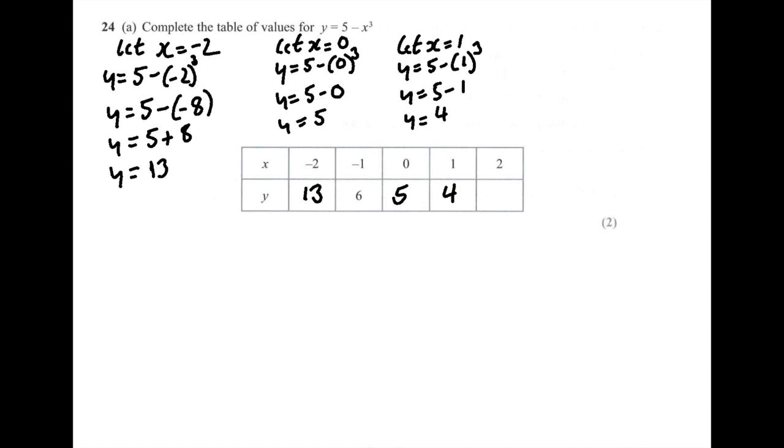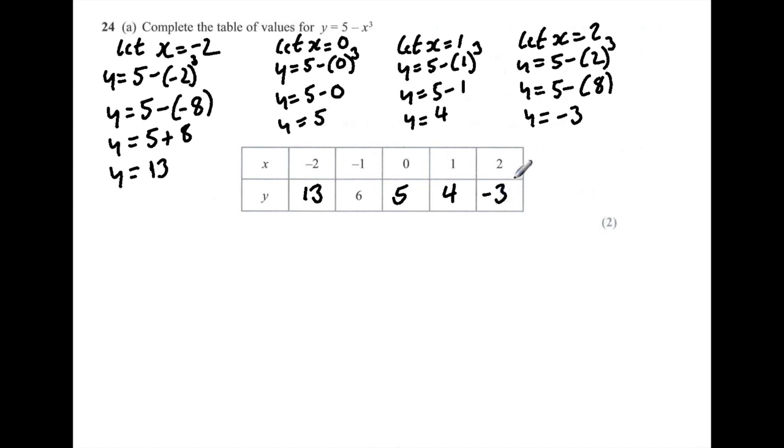And our final point is when x is equal to positive 2. So let x equal 2. We have y is equal to 5 minus 2 cubed. 2 cubed is 8. Y is equal to 5 minus 8, which is minus 3. And so our final point is minus 3. When x is 2, y is minus 3.